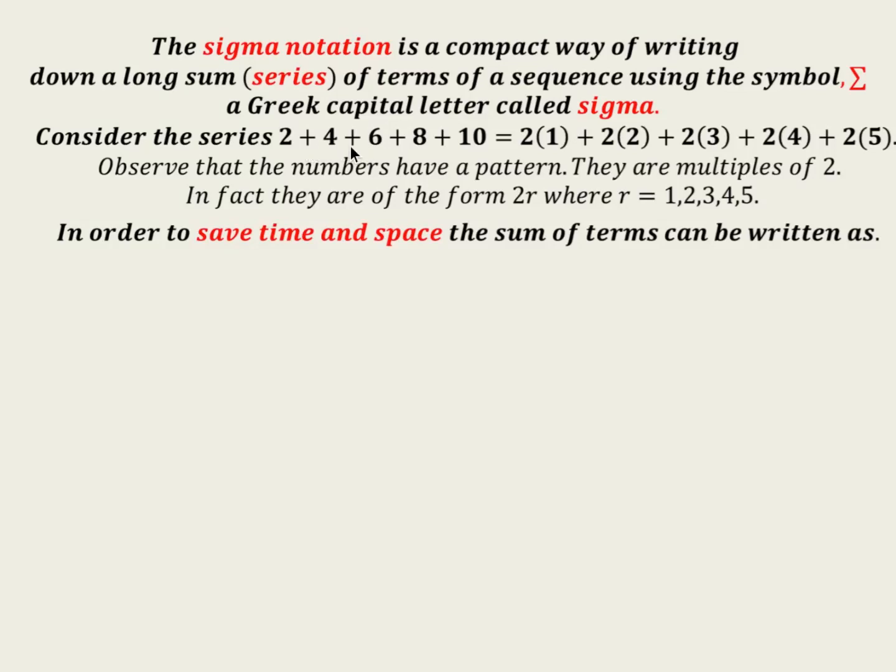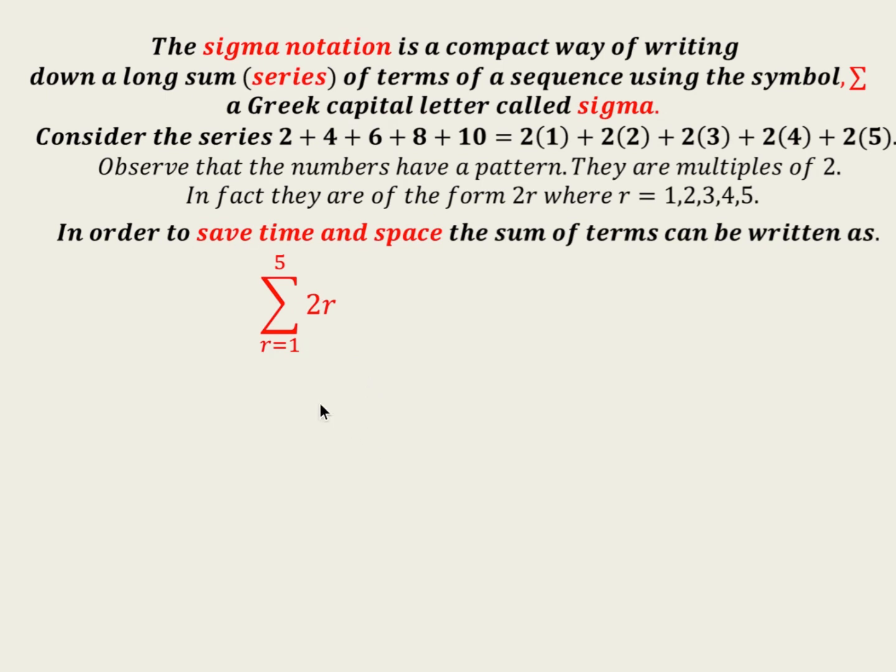Now this series is easy to handle because it's a short one. There are cases where the series will be a very long one, so this series of even numbers could extend to up to 10,000 or even more, and so we would be having the problem of time and space to handle it. So in order to save time and space, the sum of the terms above can be written as summation from r equals 1 to 5 of 2r. And actually this is the sigma notation of the series that we have just seen above.